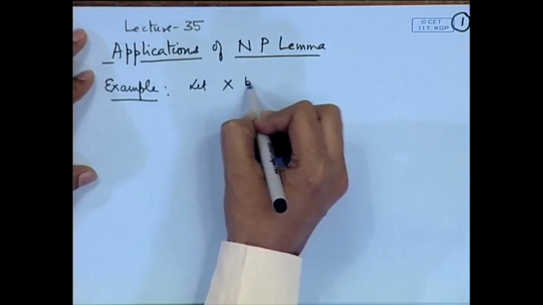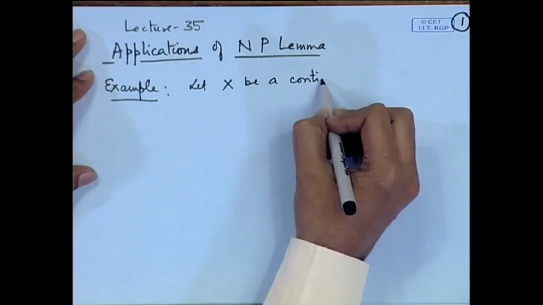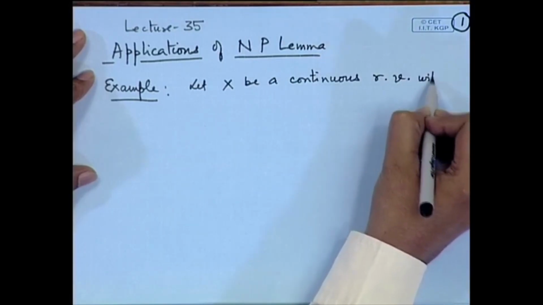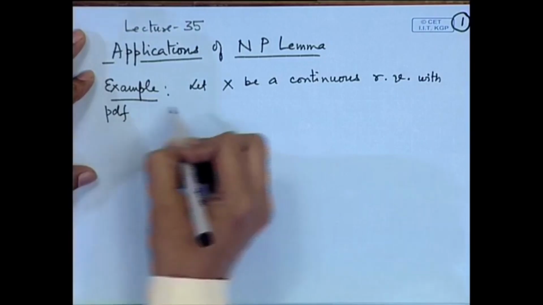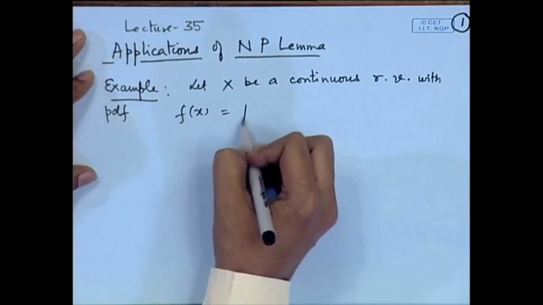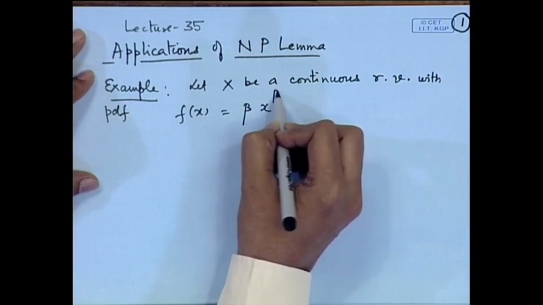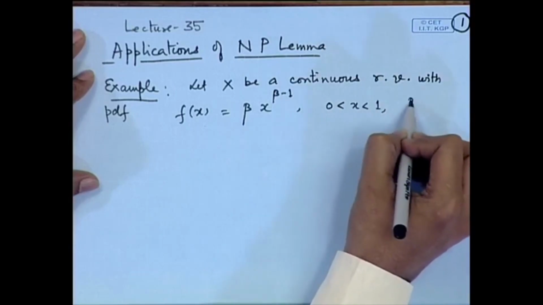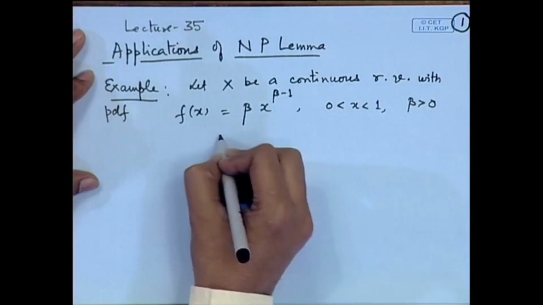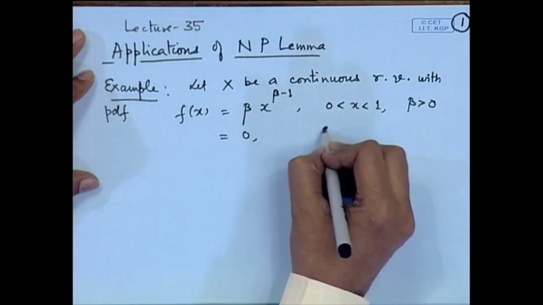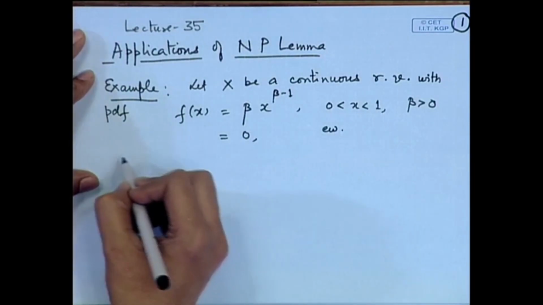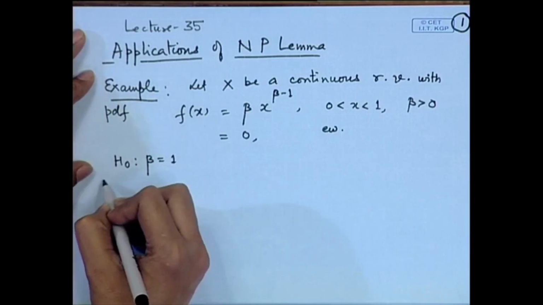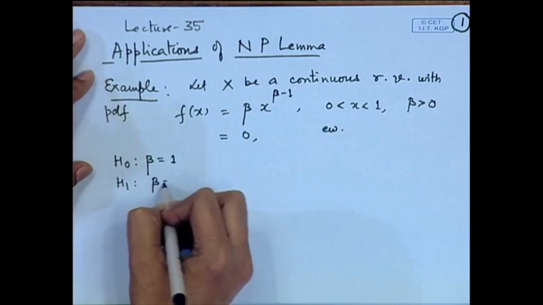Let x be a continuous random variable with probability density function given by f(x) = beta x to the power beta minus 1 for 0 less than x less than 1, where beta is a positive parameter, and the density is 0 elsewhere. We want to test the hypothesis H naught: beta is equal to 1 against H 1: beta is equal to 2.